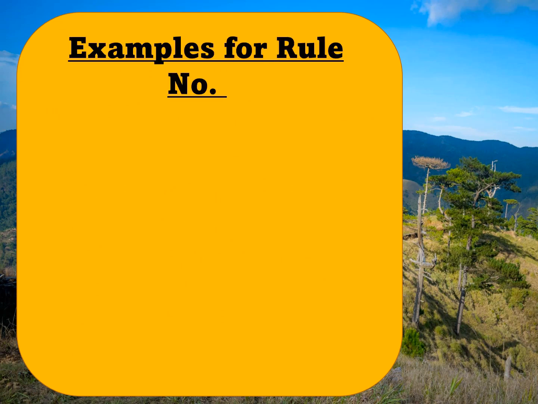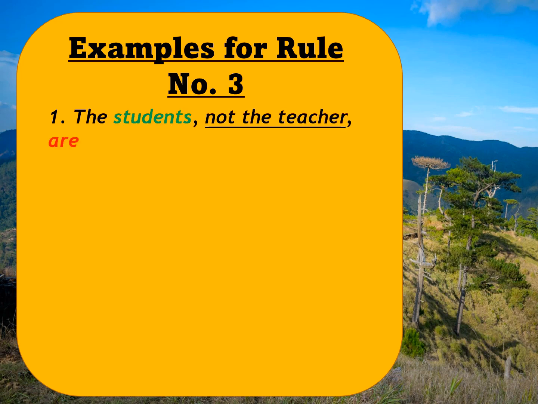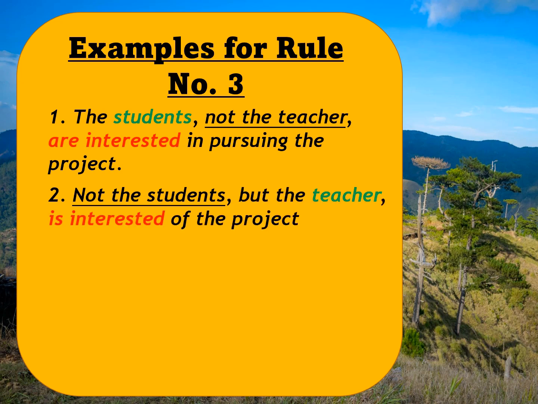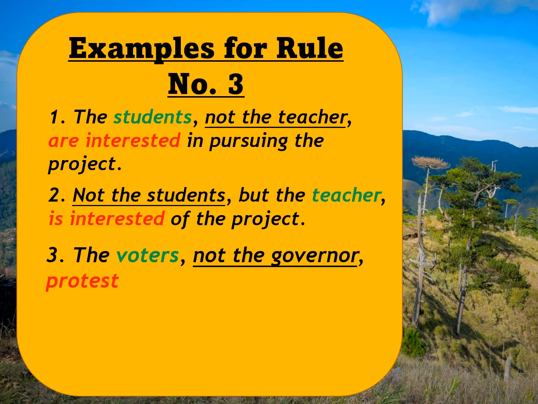Examples for rule number 3. Number 1. The students, not the teacher, are interested in pursuing the project. Number 2. Not the students, but the teacher is interested in the project. Number 3. The voters, not the governor, protest the election results.